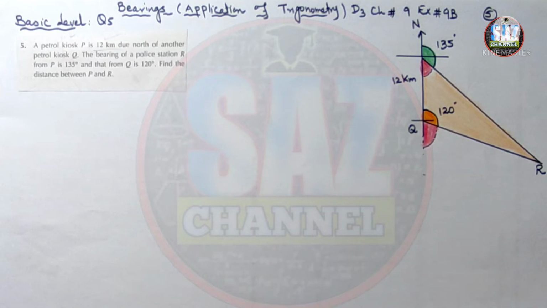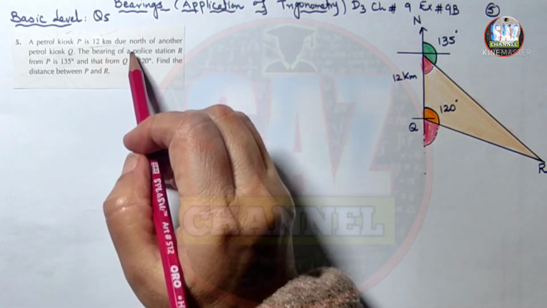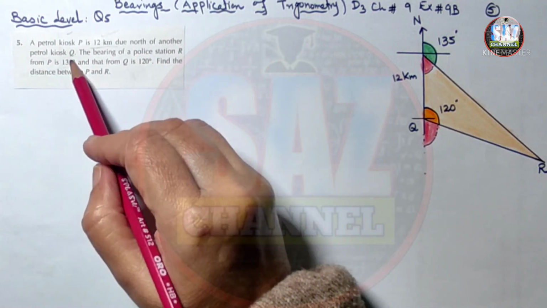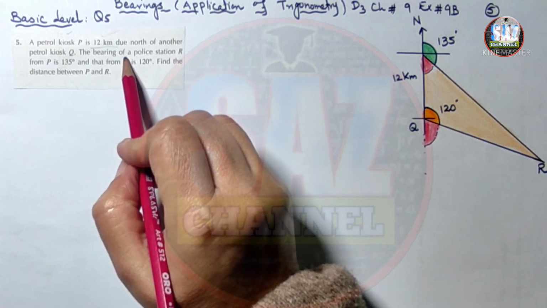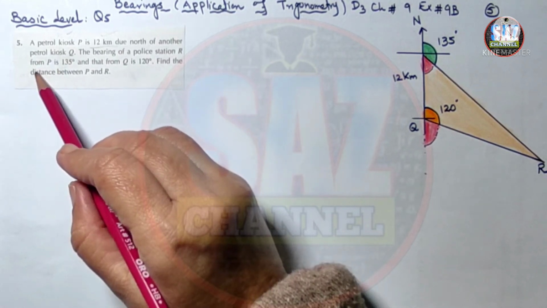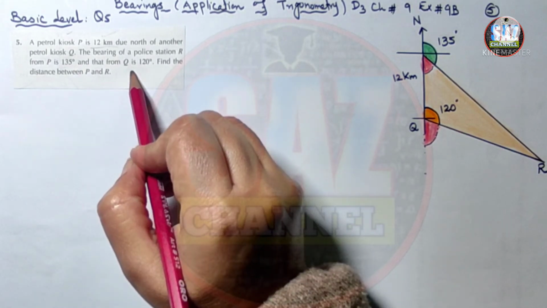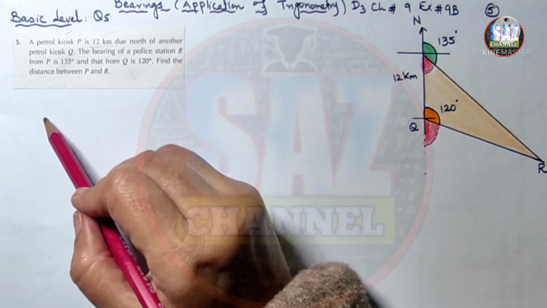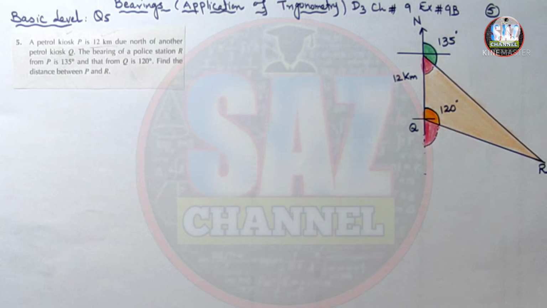Question 5 says that a petrol kiosk P is 12 kilometer due north of another petrol kiosk Q. A bearing of the police station R from P is 135 degrees and from Q is 120 degrees, and we have to find the distance PR. Okay, then let me read the question once again.